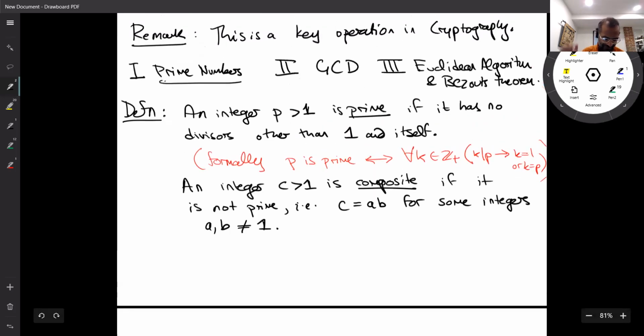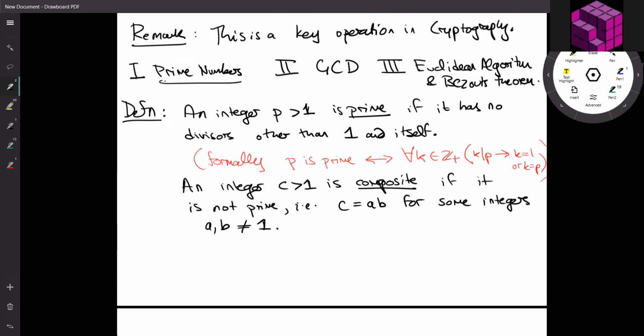Any questions about the definition? So what would 1 be if it's not prime and it's not composite? Or is it prime? It's definitely not composite. That's a good point. 1 is neither. 1 is not defined to be prime or composite. 1 is just 1.